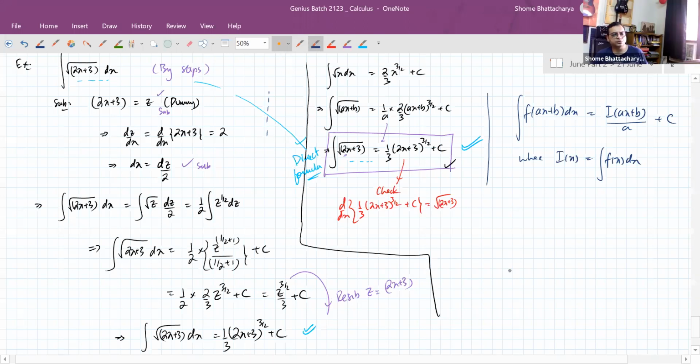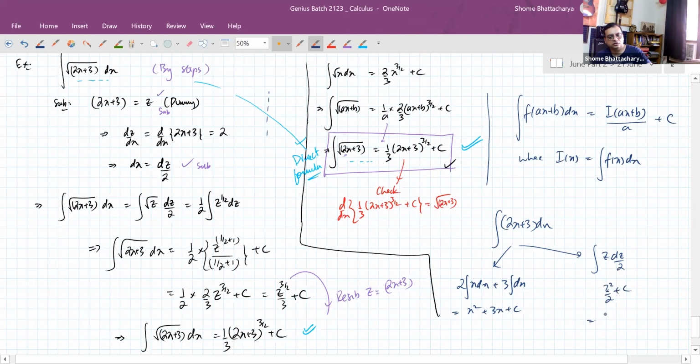For example, if you were just doing the integration of 2x plus 3, there are two ways of doing this. One is you separate it out, so you get x square plus 3x plus c. The other is you can write it as z dz divided by 2, so that will be z square by 2 plus c.